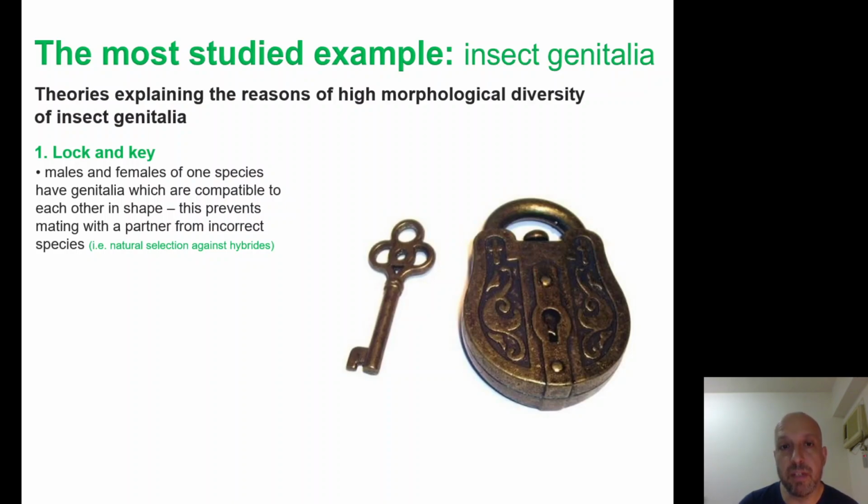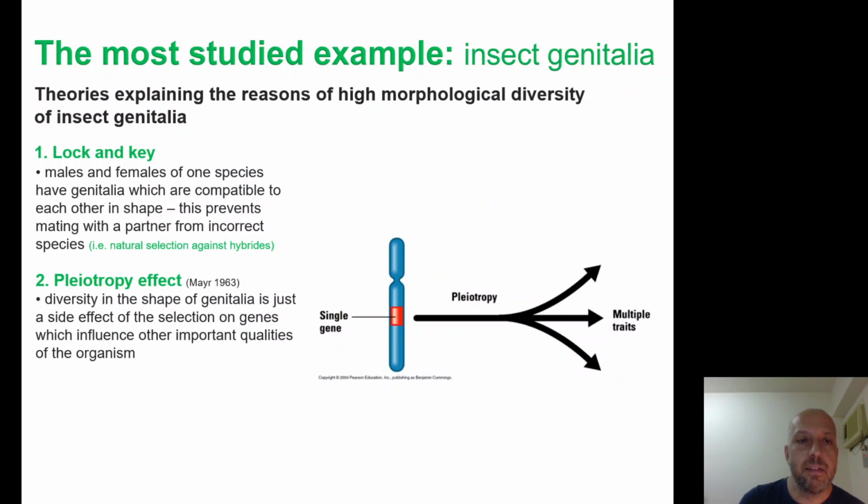So if something prevents the formation of hybrids, it can work like that. So this is the lock and key theory. Another thing, which was proposed by the famous evolutionary biologist Ernst Mayr in 1963, was something called the pleiotropy effect.